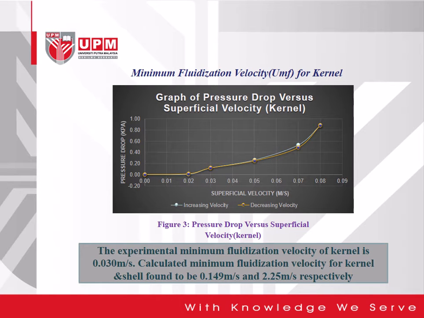In the calculation, we also calculated the minimum fluidization velocity for kernel and shell, found to be 0.149 meter per second and 2.25 meter per second respectively. We can see that the values are higher than the experimental values because there are certain errors that occur during the experiment. However, we follow the theory whereby we got the shell minimum fluidization velocity lesser than sand and the kernel minimum fluidization velocity greater than sand. So we have already achieved one of the objectives.